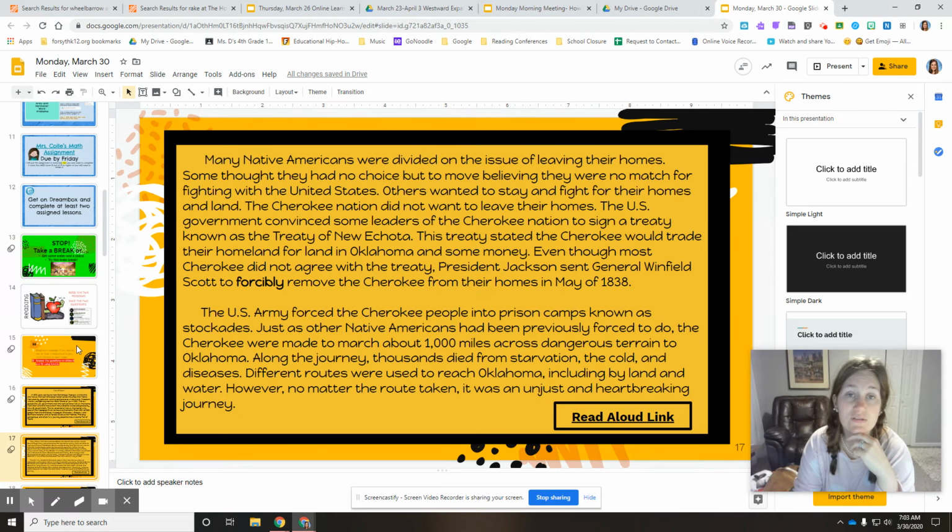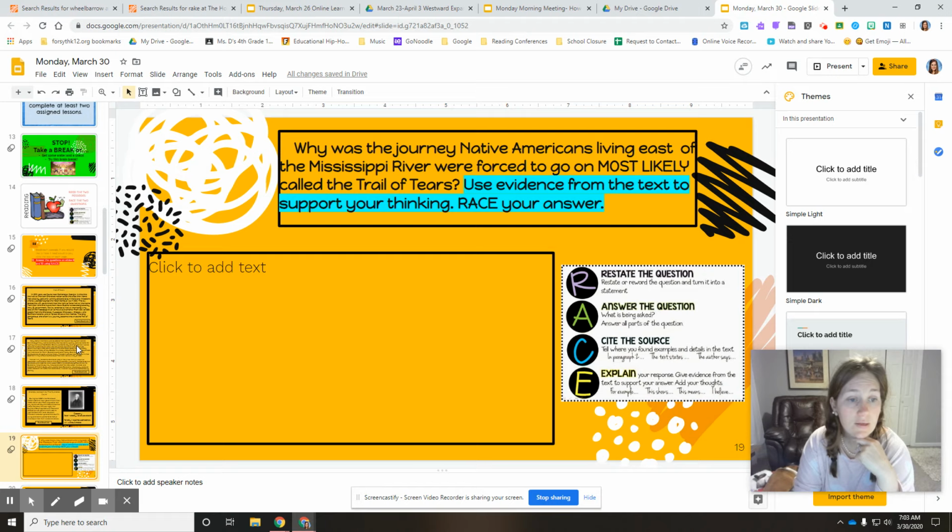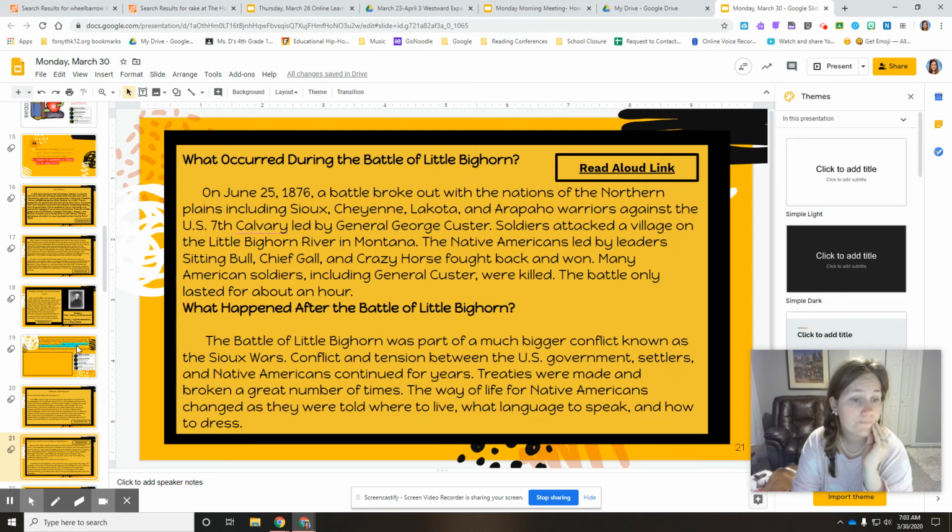For reading, it's those same passages we've been reading about the Trail of Tears and Battle of Little Bighorn, but this time you only have 2 questions that you need to RACE. I have the RACE poster on here for you, so just make sure you're restating, answering, citing text evidence, and proving why that is the answer.